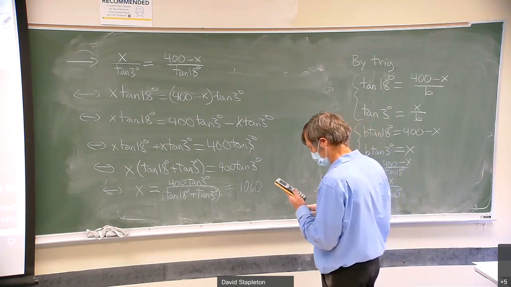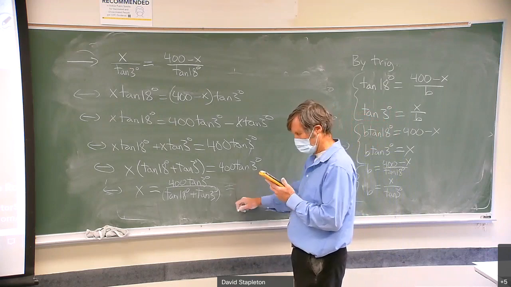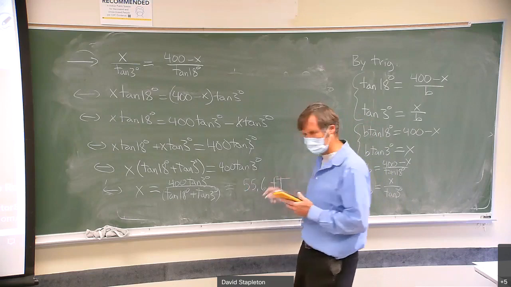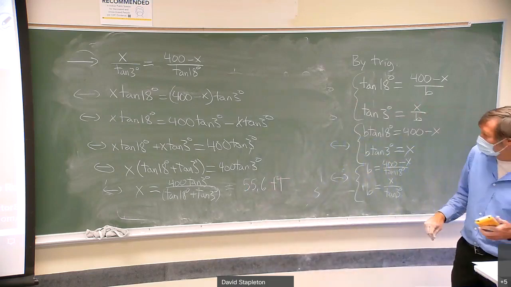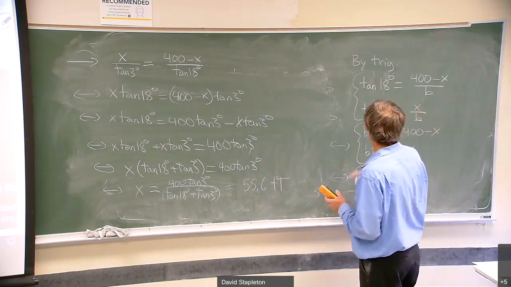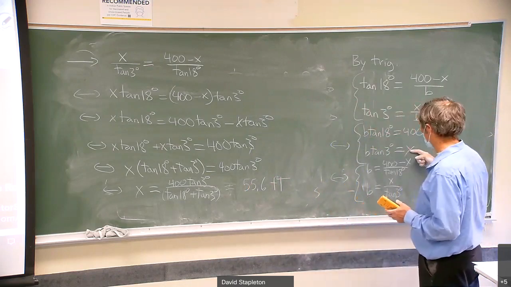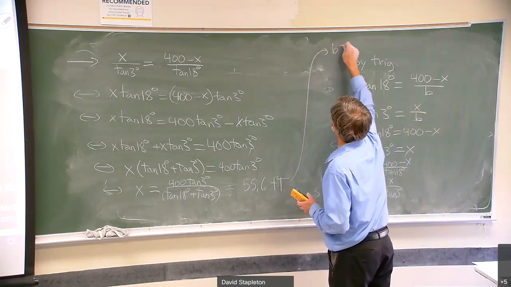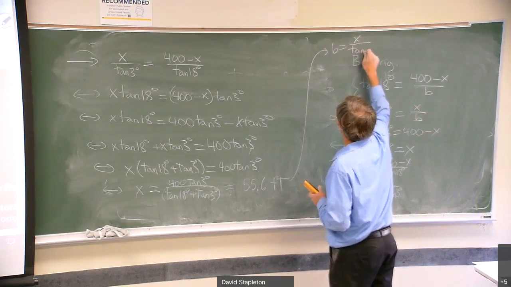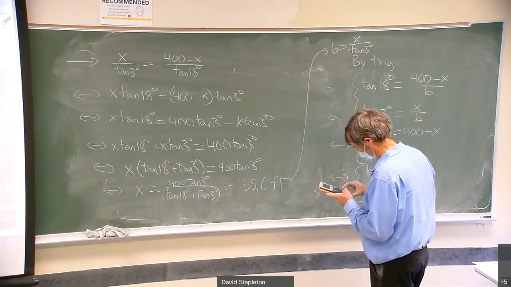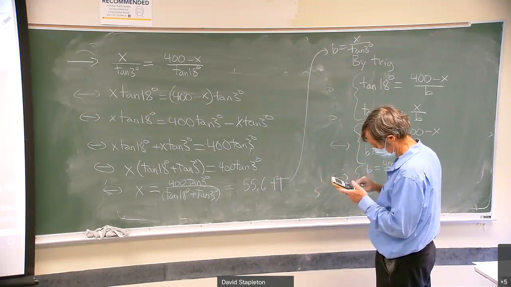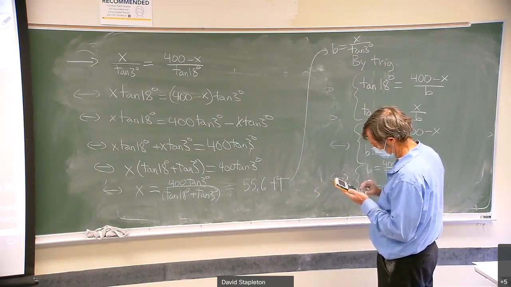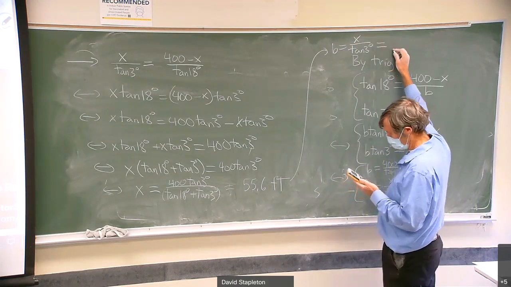That should have been 55.6 feet to 1 decimal place. All the units on the side of the triangle will be the same, since the height was in feet before. This will be in feet here. There's x, and now I can find b because over here I have b is equal to x over tangent 3. So b equals x over tangent 3 degrees. So let's divide this by tangent 3. And I get 1,060 feet. Right.